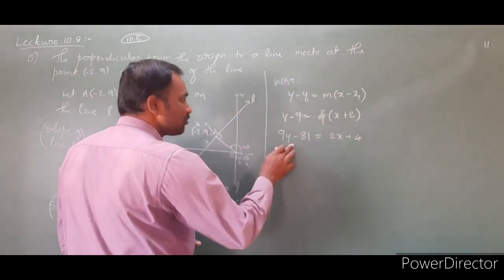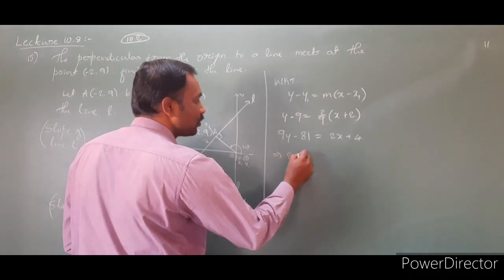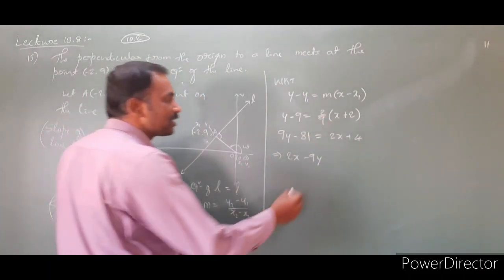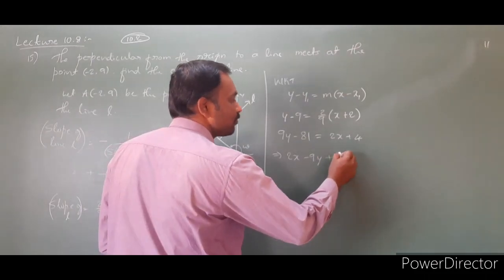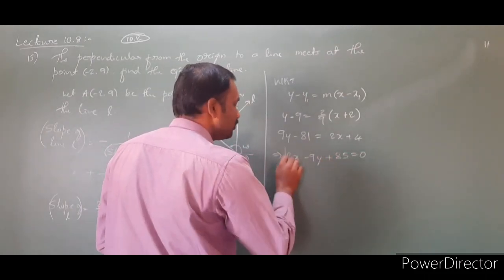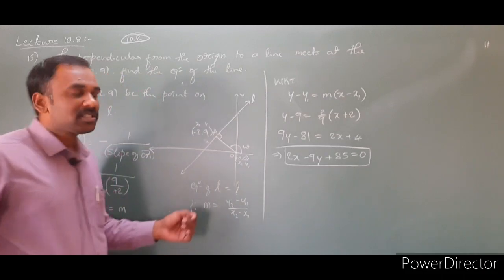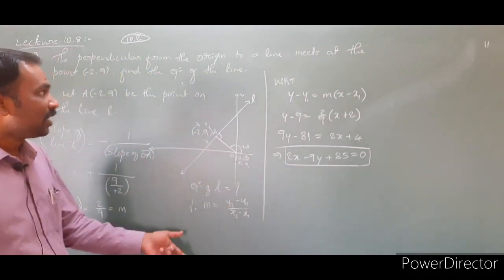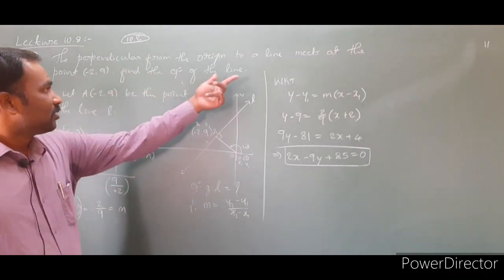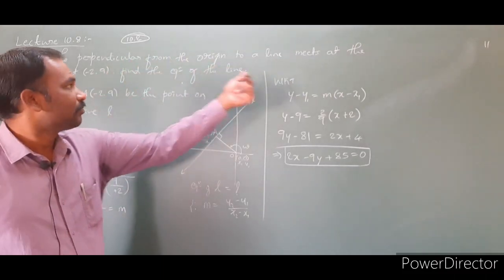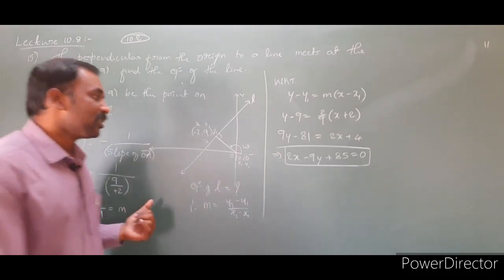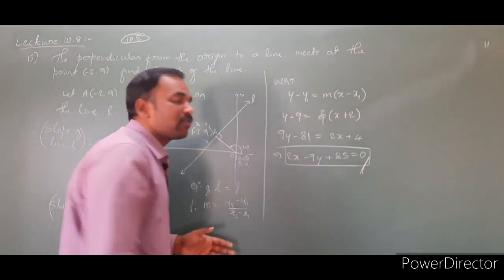Now shift all the terms to the right hand side. This you can write as 2x minus 9y, minus 81 shifted to the right hand side becomes plus 81, plus 4, that is 85, is equal to 0. This is the required equation of the line. Its perpendicular distance meets at the point minus 2 comma 0 from the origin. Hence this is the required equation of the line.